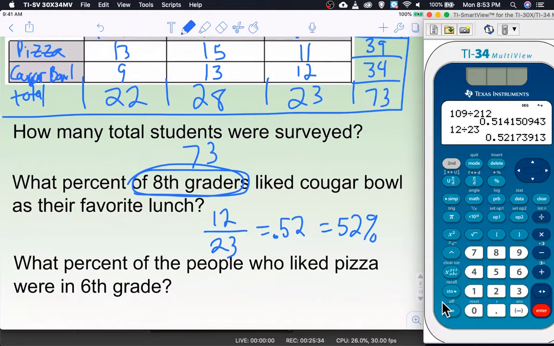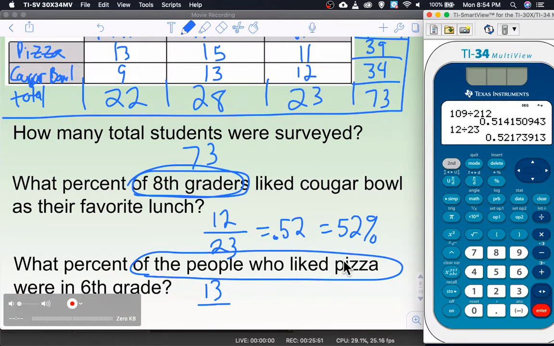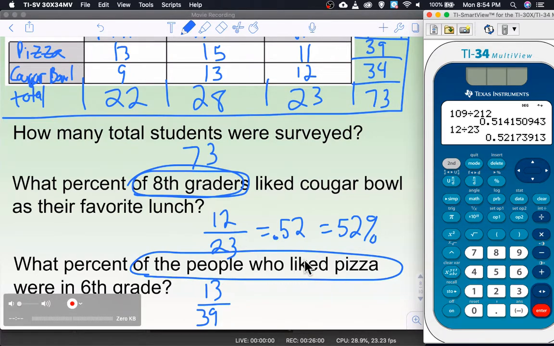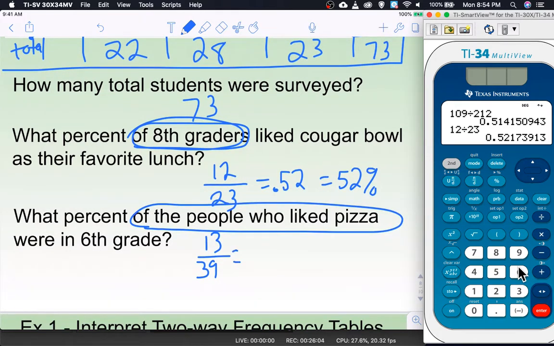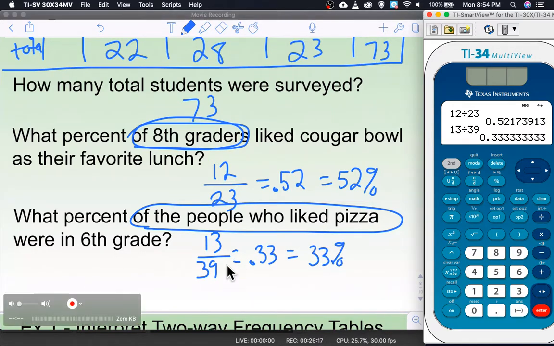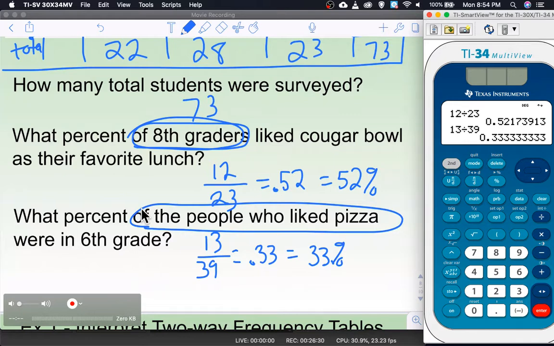Now, the place you might have messed up is in the denominator of your fraction. Almost everybody probably got, hopefully, a 13 for their numerator. That's the 6th graders who like pizza. Where you messed up might have been the denominator. So it's of the people who like pizza. That's my denominator. The total people who like pizza was a 39, not a 22. It should be a 39 here. Of the people who like pizza, what percent were in 6th grade? And that should give me 33.333333. Good. Let's make a percent. I can see if I divided this in my head, I was going to get 1/3, which is that decimal, which is that percentage. Okay, so this "of" number tells you the total number you're looking for. Of the people who liked pizza. Of the 8th graders. That's going to be your denominator.